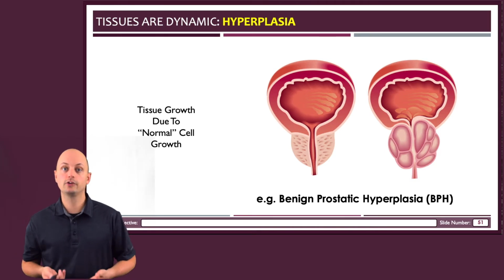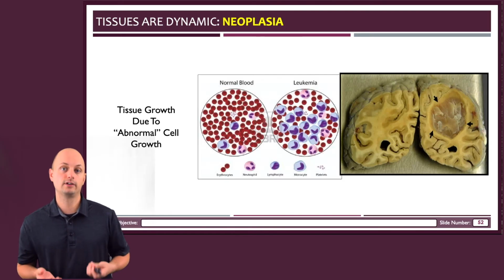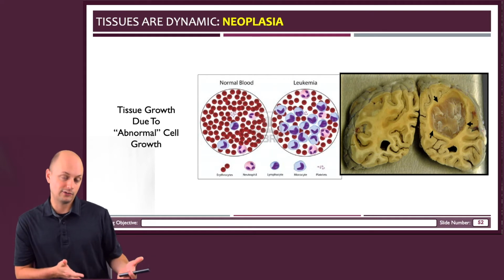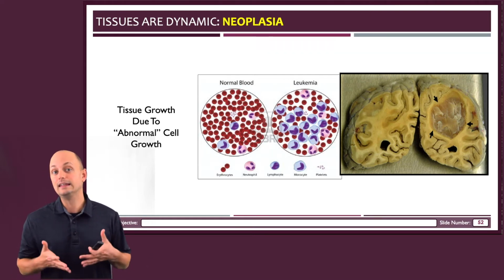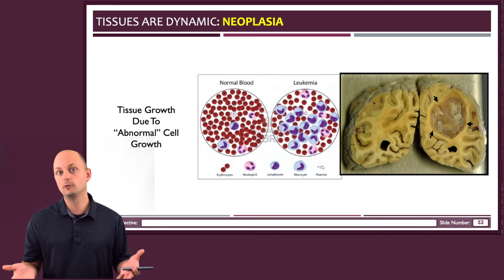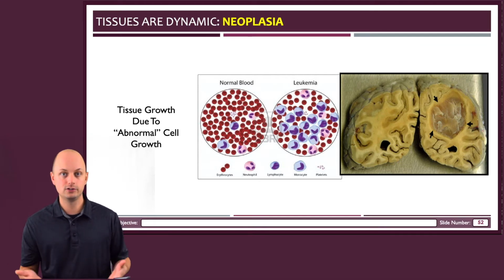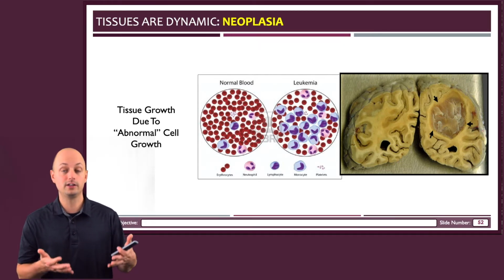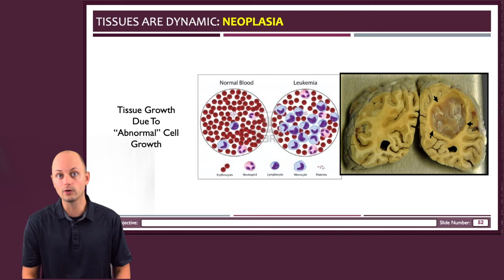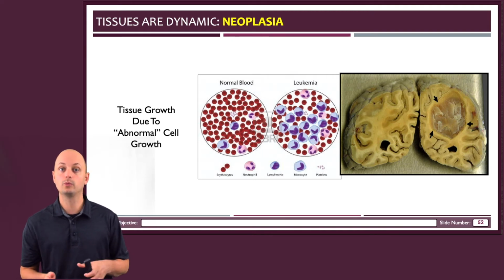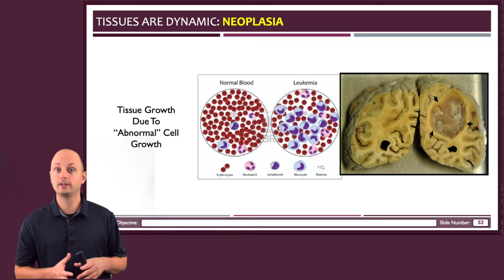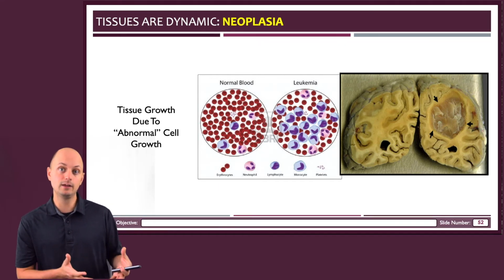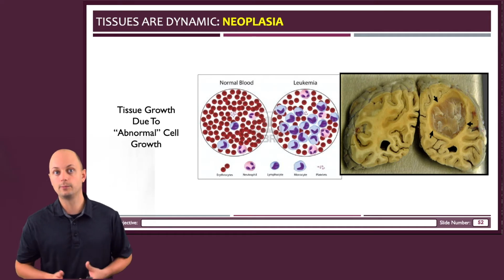If you do have the growth of a tissue because the cells have transformed into a cancerous state, then that's known as a neoplasia. And again, neoplasias can impact all the tissues that we've talked about and all the tissues that we'll talk about in this entire course. So in the right example, we're looking at a solid brain tumor, which is an example of a neoplasia. And in the left image, you're looking at a blood cancer, leukemia, which is also an example of neoplasia.